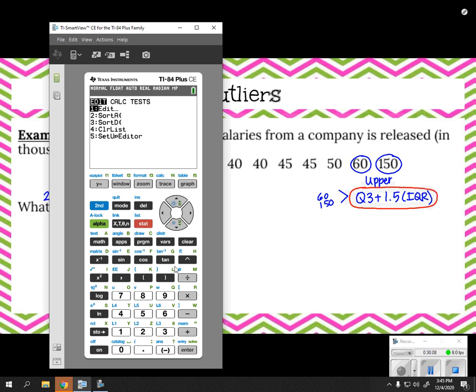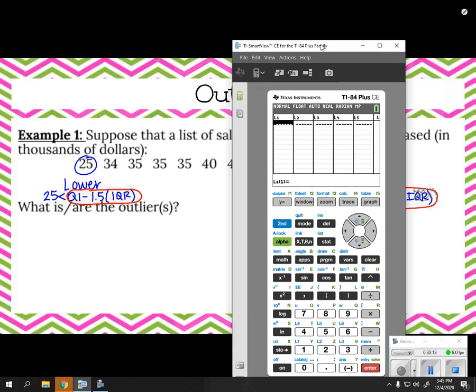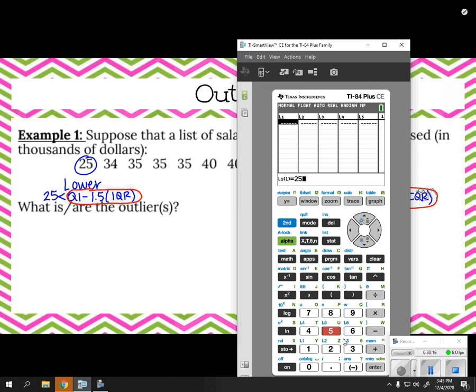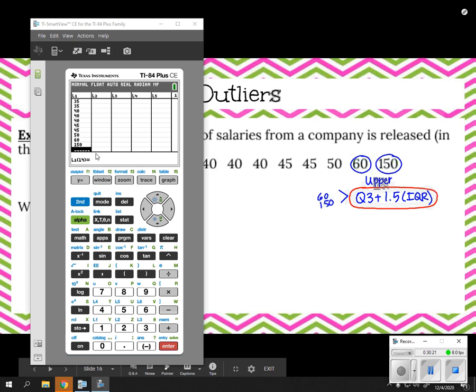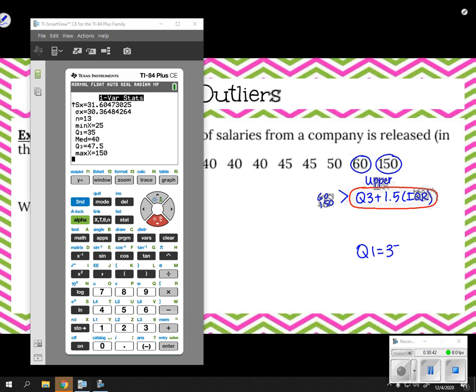So we're going to hit stat, we're going to hit enter, and we're going to clear out this list. And we're going to put in 25, 34. All right, so I've got all my numbers in, and I'm going to hit stat and write in one variable statistics. All right, so I need to know what Q1 and Q3 are. So it looks like Q1's 35, Q3 is 47.5. So I'm going to write that down. Q1 is 35, Q3 is 47.5.